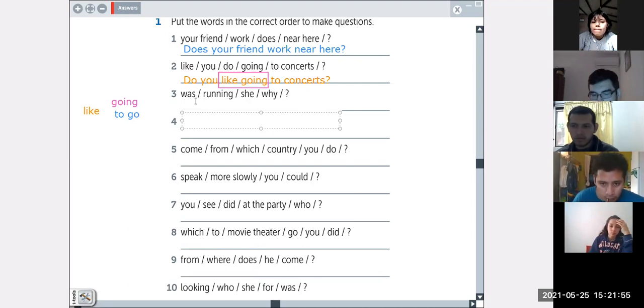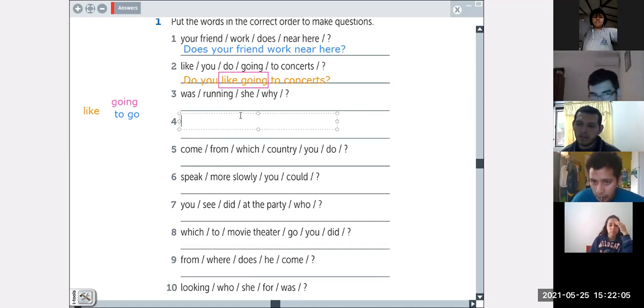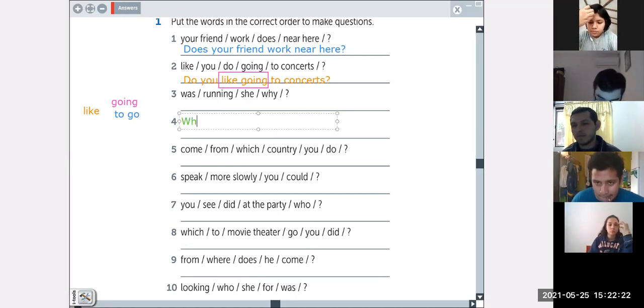Which of these words do you think goes first in the question? The sentence says she was running why. It's a question. Es una pregunta. ¿Cuál de estas palabras usted cree que va primero en la pregunta? Why? Very good. WH question words. These words always go at the beginning in a question, right? Why? Okay.